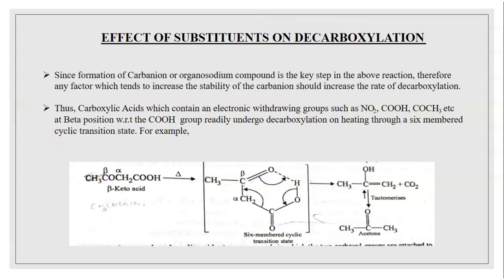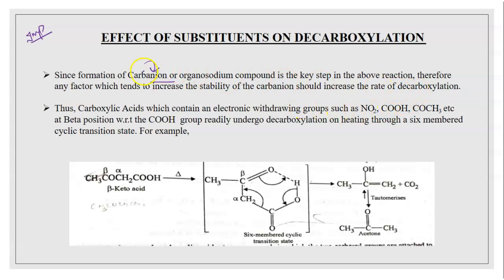Proceeding further, our next topic is the effect of substituents on this particular chemical decarboxylation. Let's now see what happens here. Since the formation of the carbanion, or any organosodium compound, is the key step, I already told you that this is the most important step, that is the formation of the carbanion over here.